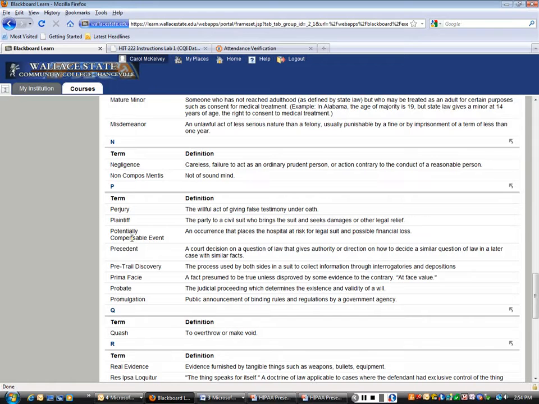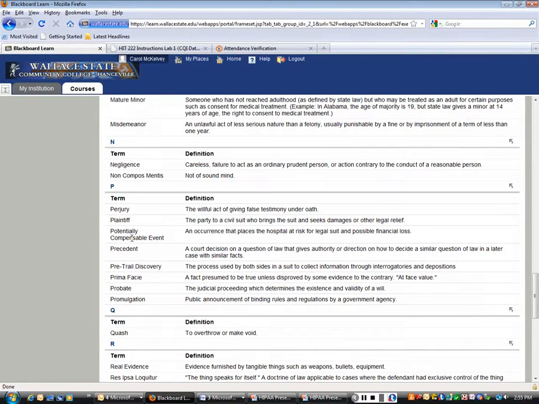Probate is the judicial proceeding which determines the existence and validity of a will. We talked about when we talked about the court systems, there's probate court. Wills will have to go through probate. Certain other circumstances or things are decided in the probate court, but that's what probate is. It generally deals with the existence and validity of wills.